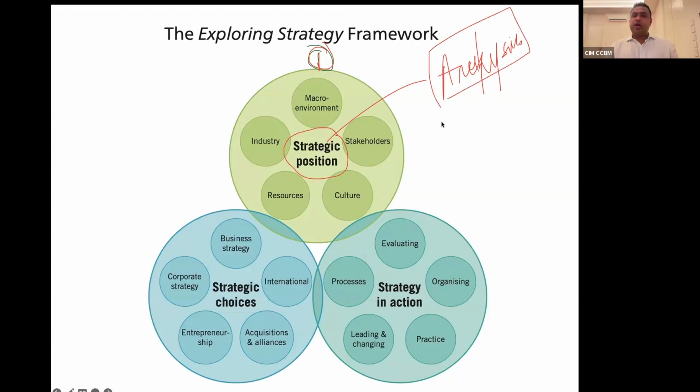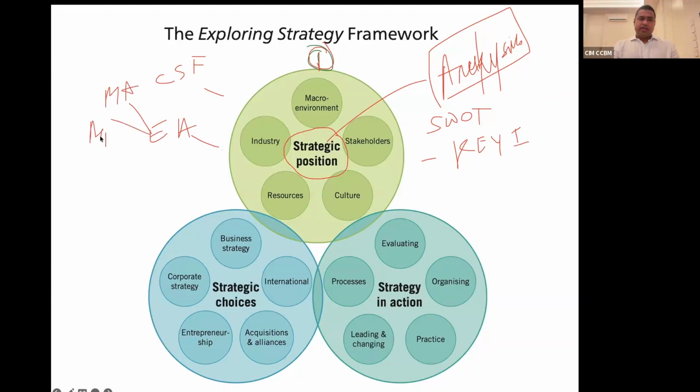We also call this a situational analysis or a SWOT analysis. You will do a detailed SWOT analysis. You will do key issues. You will do critical success factors. Key issues, critical success factors, SWOT analysis. You'll do environmental analysis, which will involve macro, micro, industry, and internal analysis.